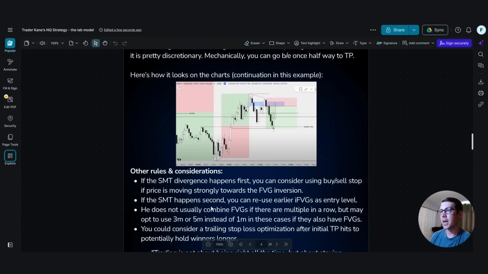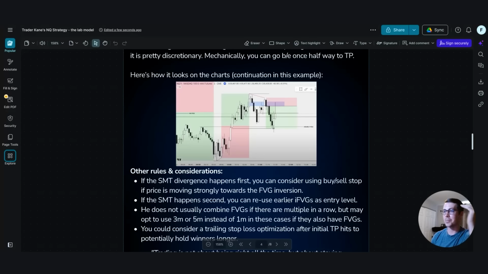If the SMT happens second, like in this case, you can just reuse the inversion from earlier instead of looking for a new one. He doesn't usually combine the fair value gaps if there are multiple candles in a row, but this is where it's going to be up to you to choose. Do I want to use the 1 minute, the 3 minute, or the 5 minute?